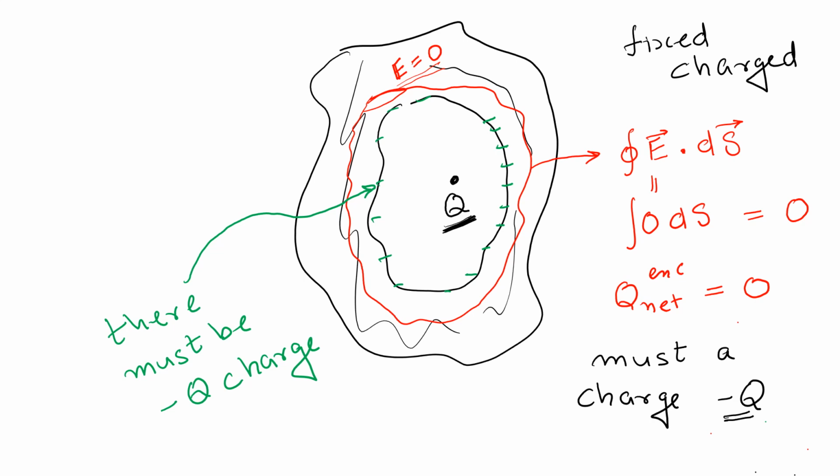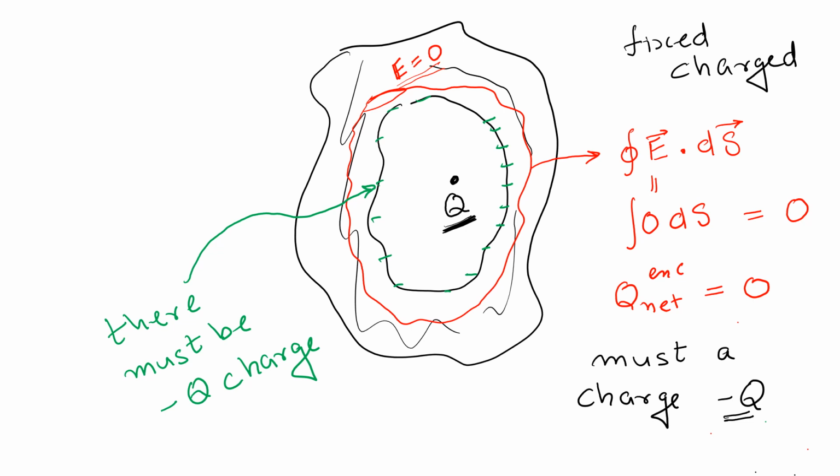Electric field inside the conductor is zero, and thus the net enclosed charge has to be 0, so there must be minus Q charge, and a charge can only sit on surfaces of a conductor, so there must be a minus Q charge sitting on the surface of that cavity, right on the cavity wall.